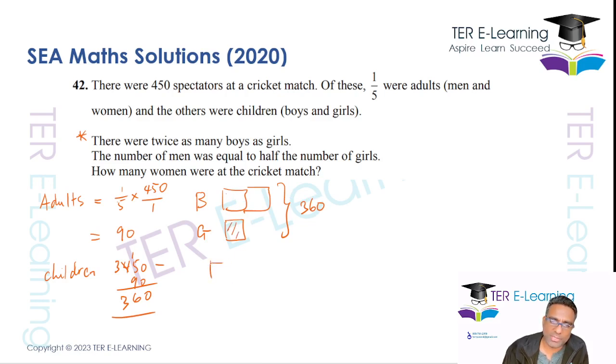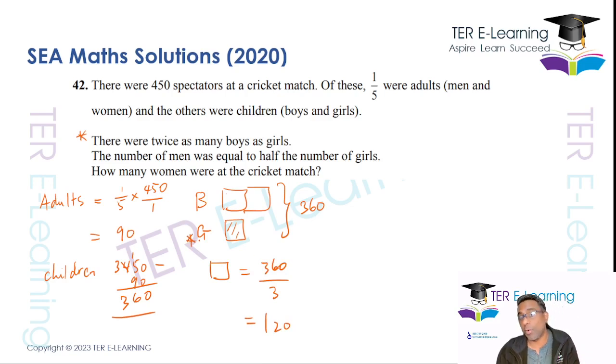So one box is simply going to be 360 divided by 3. So you're going to get 120, right? That's the number of girls we have here, because the girls are represented by one box. So that's 120.